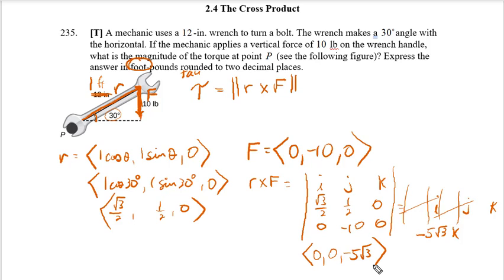Now you should be able to tell by looking what the magnitude of that is, so I won't do all of the calculations. That's a positive 5 square root of 3. Now they did want this rounded to 2 decimal places. So if we type 5 square root of 3 on our calculator, we come up with 8.66. And of course that's in foot-pounds.